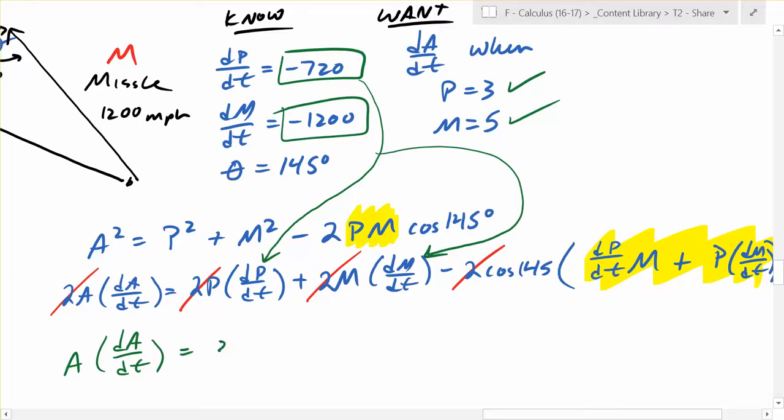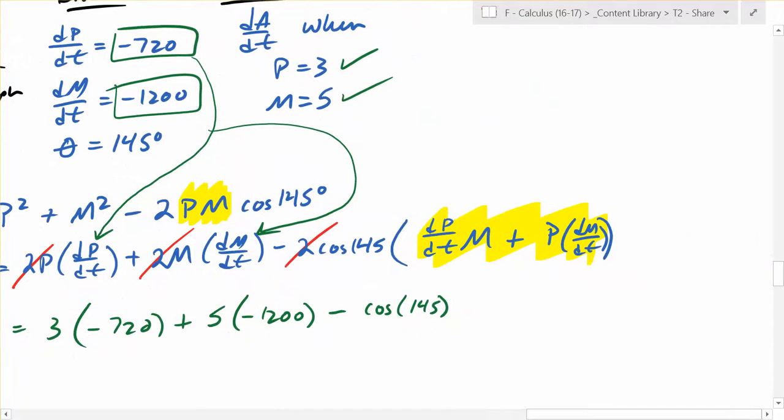3. So it's 3 times, what's dp/dt? Negative 720. 20 plus m, which is 5. What's dm/dt? Negative 1,000. 200 minus cosine of 145, right? And then what do we have here? What's dP/dt? 20 times m, which is 5, plus 3 times negative 1200.